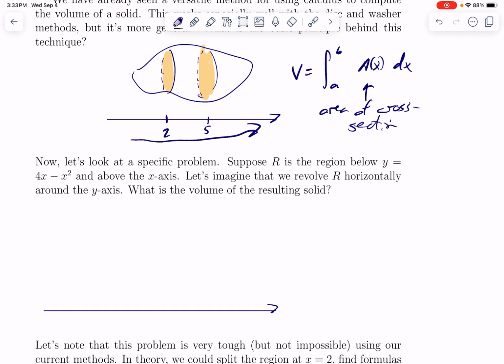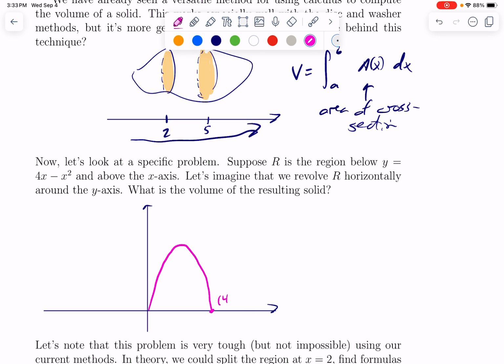Let's imagine that we have the region below y equals 4x minus x squared and above the origin. So that's going to be an upside down parabola like so. This is at 4, 0. And it's this region. So this region in pink is the region R.